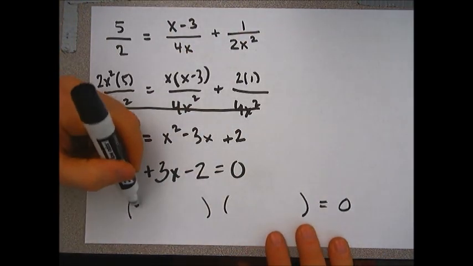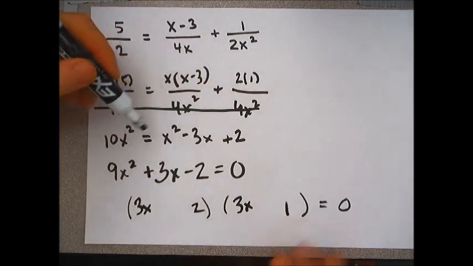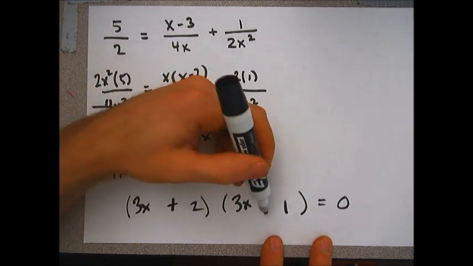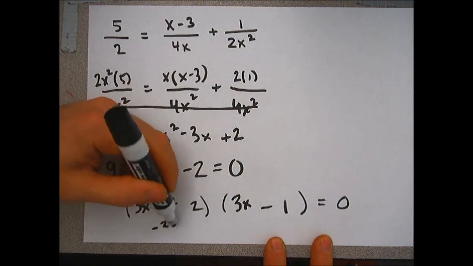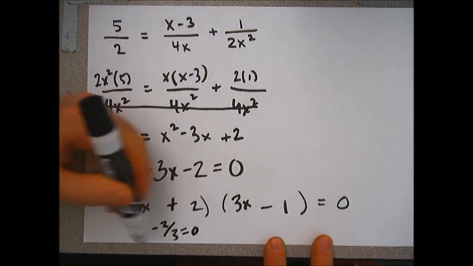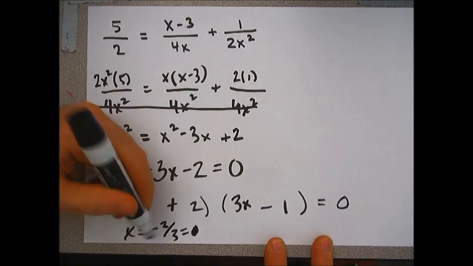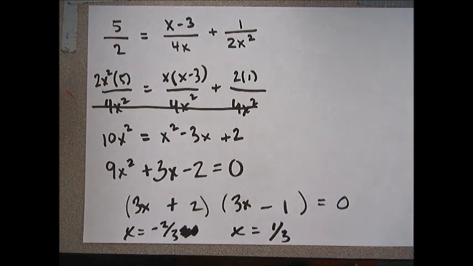So first times first is 3x and 3x. 2 and 1 is 3 and 6. That'll work. So I want a positive 6 and a negative 3. Set them to 0. So x is equal to negative 2/3 and x is equal to positive 1/3.